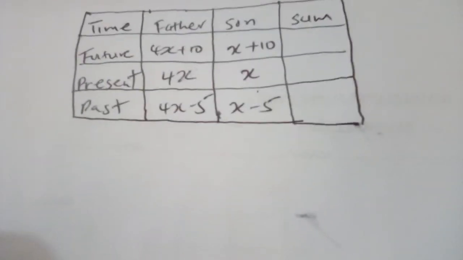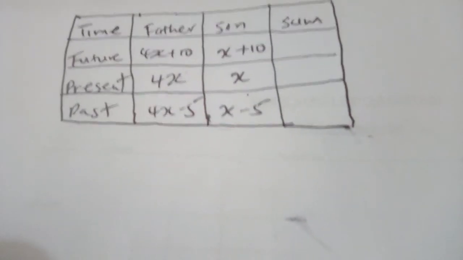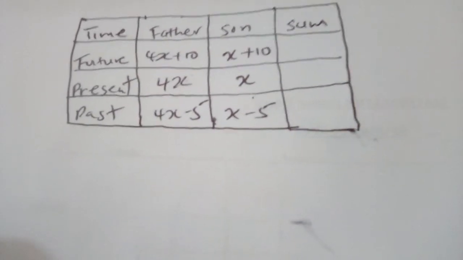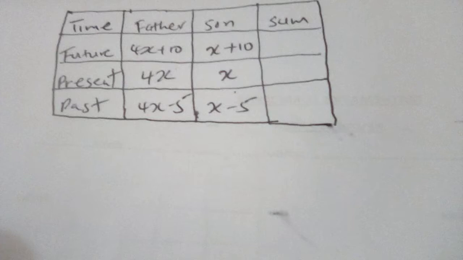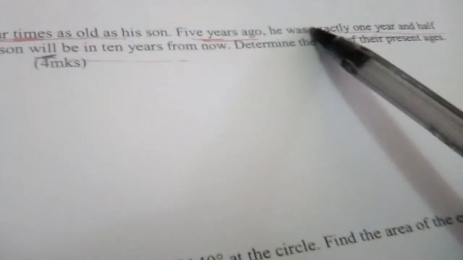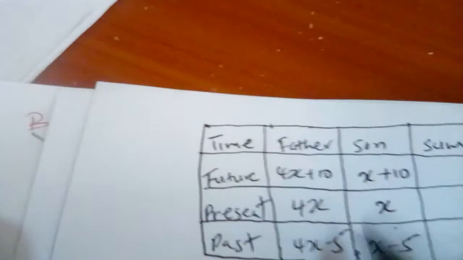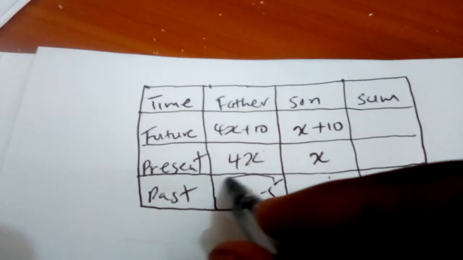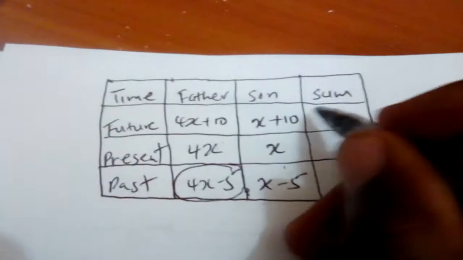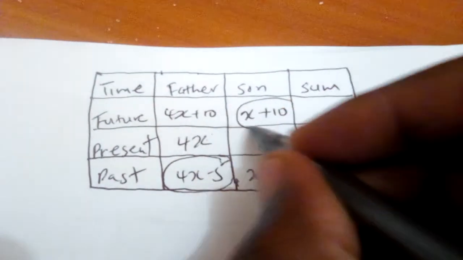So you notice that we have one column unfilled, that is the one for sum, and don't worry about that because we are getting there in a minute. There is one important fact here which I want us to underscore. The father was exactly 1 year and a half times as old as his son will be in 10 years. So we are comparing the age of the father, which is this one in the past, and the son's age in future, right?